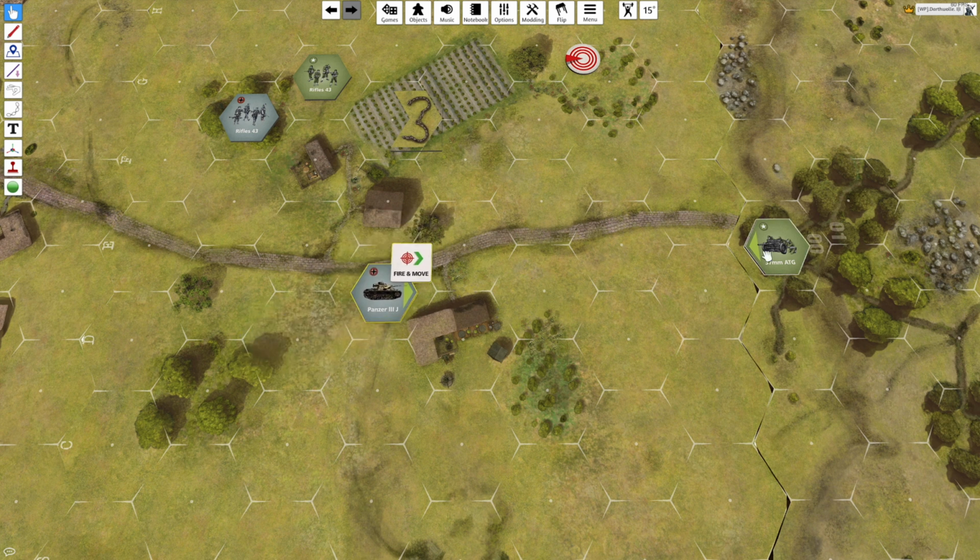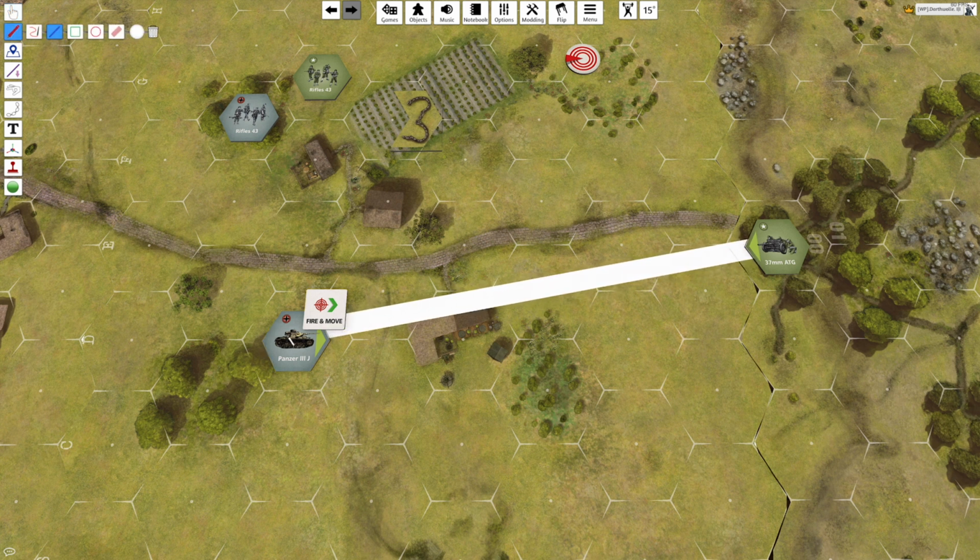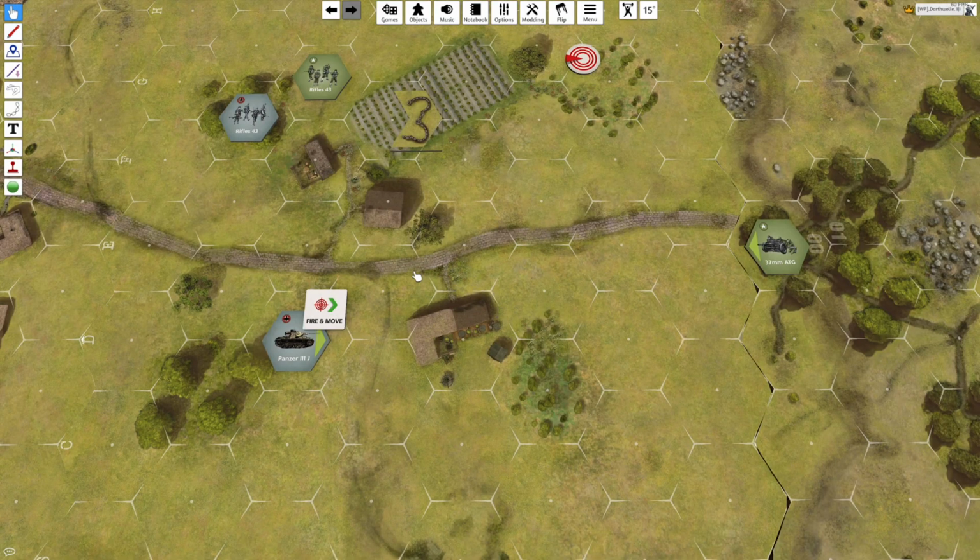I can first fire on the 37mm ADG, and then I can perform a move action, and this is then better for the tank because he has now cover from the building inside the line of sight, which gives defense modification. So this was an example how you can use move and fire.